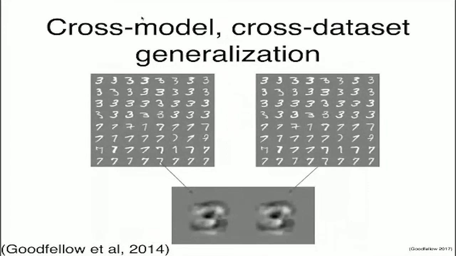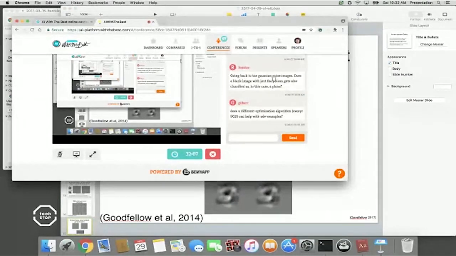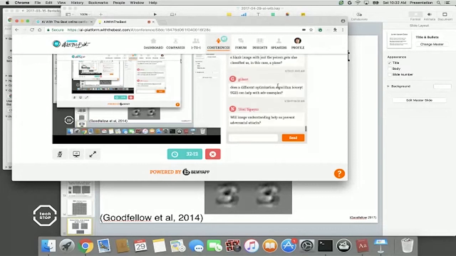I think this would be a good point to check for some more questions. Oh yeah, so somebody asked if a blank image with just a perturbation also gets classified in this case as a plane. Yeah, it does. Basically, it's the direction of the perturbation that matters. If you can make the direction highly aligned with what the neural net responds to, then it will output the class for the direction that you applied.